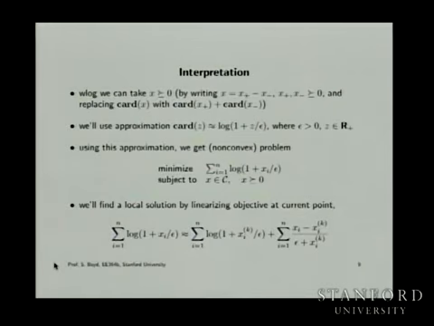So here's the interpretation. We'll work with the case where x is greater than or equal to 0, and we'll do that by splitting x into positive and negative parts, both non-negative, and the cardinality of x is then the same as this thing, provided one of those is always 0. And we'll use the following approximation. Let me show you this. In fact, this is the idea behind all of these new methods that are beyond L1.